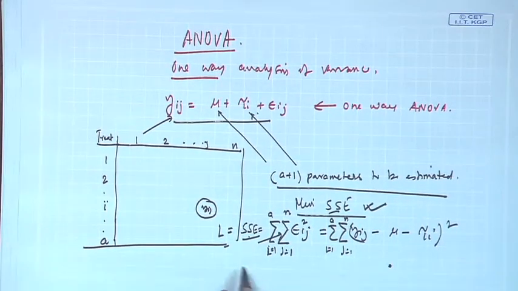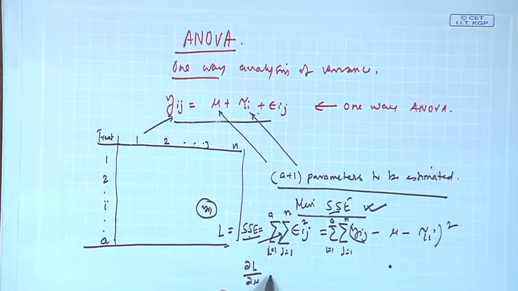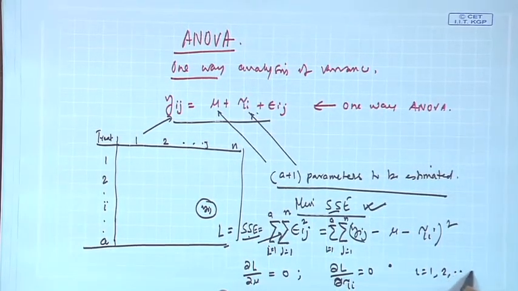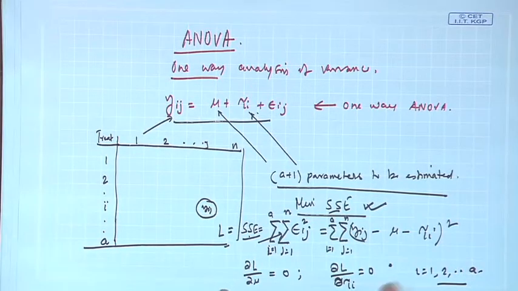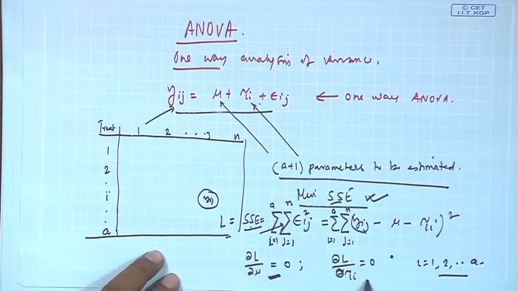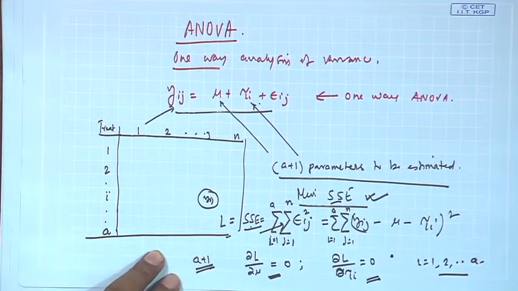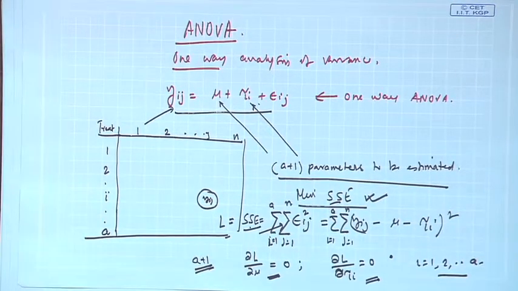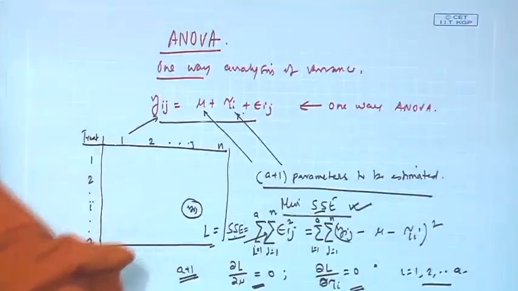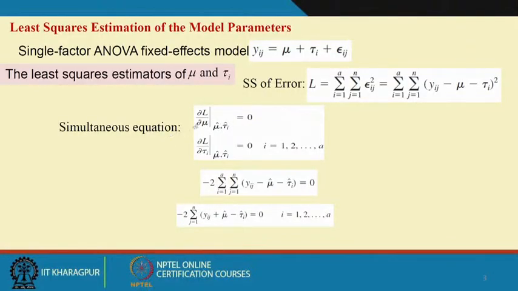Then what do you require to do? You require to find del L by del mu and put it to 0, and del L by del tau_i, then put it to 0, for i equal to 1 to a. So, what will it give you? It will give you one equation here and a number of equations here. So, you will have a plus 1 simultaneous equations which are to be solved. Okay. So, let us see the slides. What are the simultaneous equations? Del L by del mu given this is 0, and del L by del tau_i given this is 0.